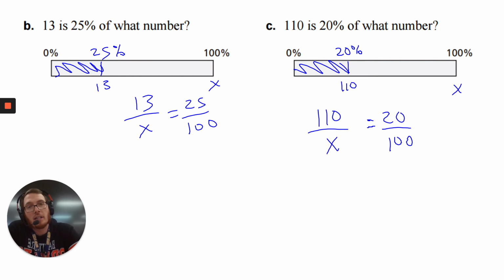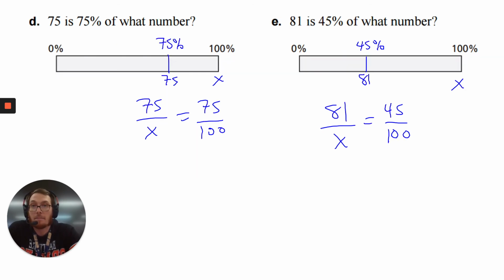Okay, so when you're dealing with these scenarios, what you want to look at: I know the part. I don't know what my whole health bar is out of, but I do know what percent I have. And then I can set up part over whole, percent over 100%, in order to figure out how to set it up. 75 is 75% of what number? This one's kind of silly because they're both 75, so this obviously is going to be 100. But 75 out of something equals 75 out of 100.